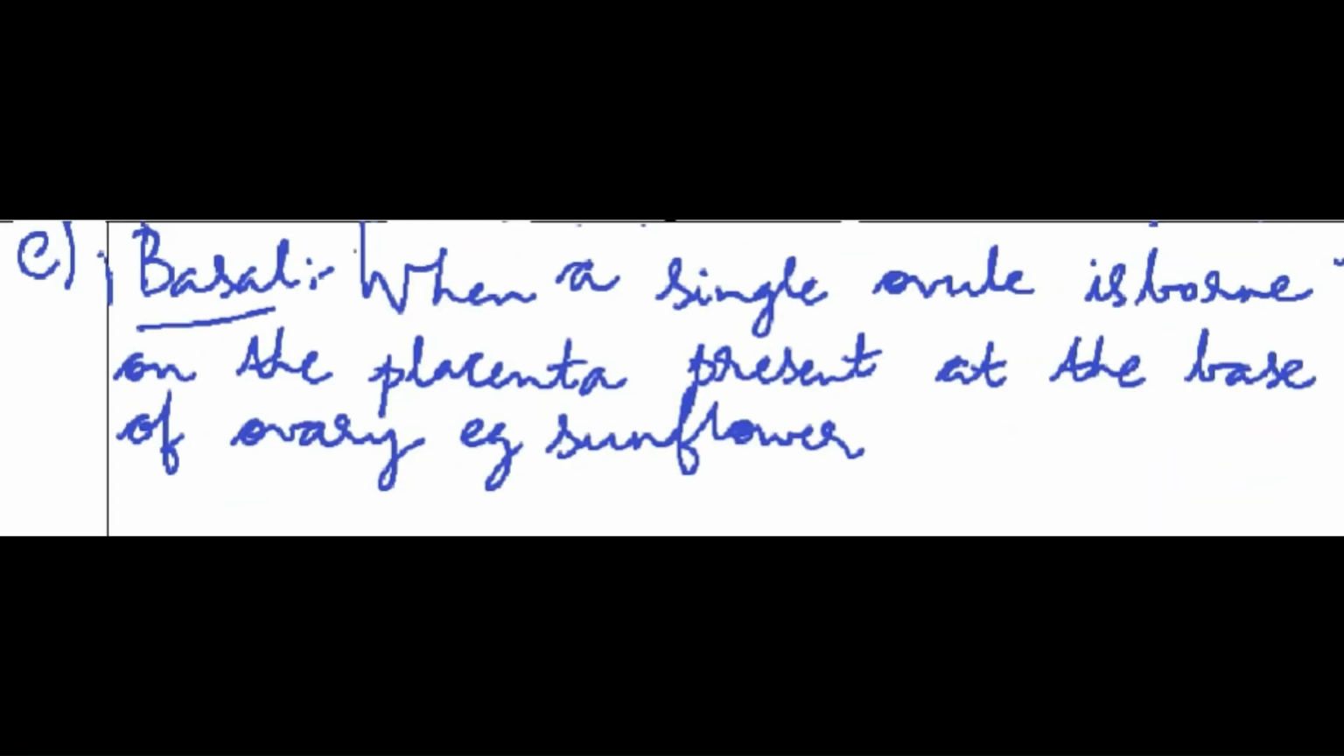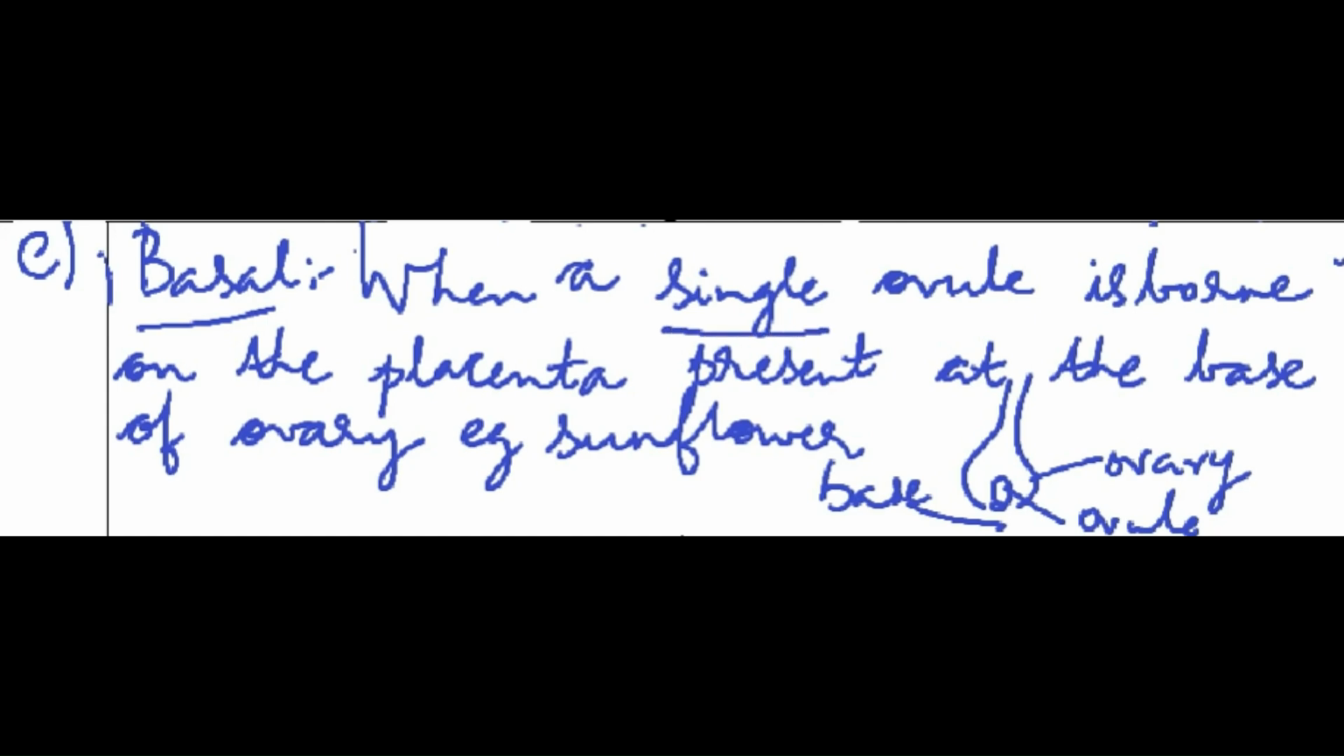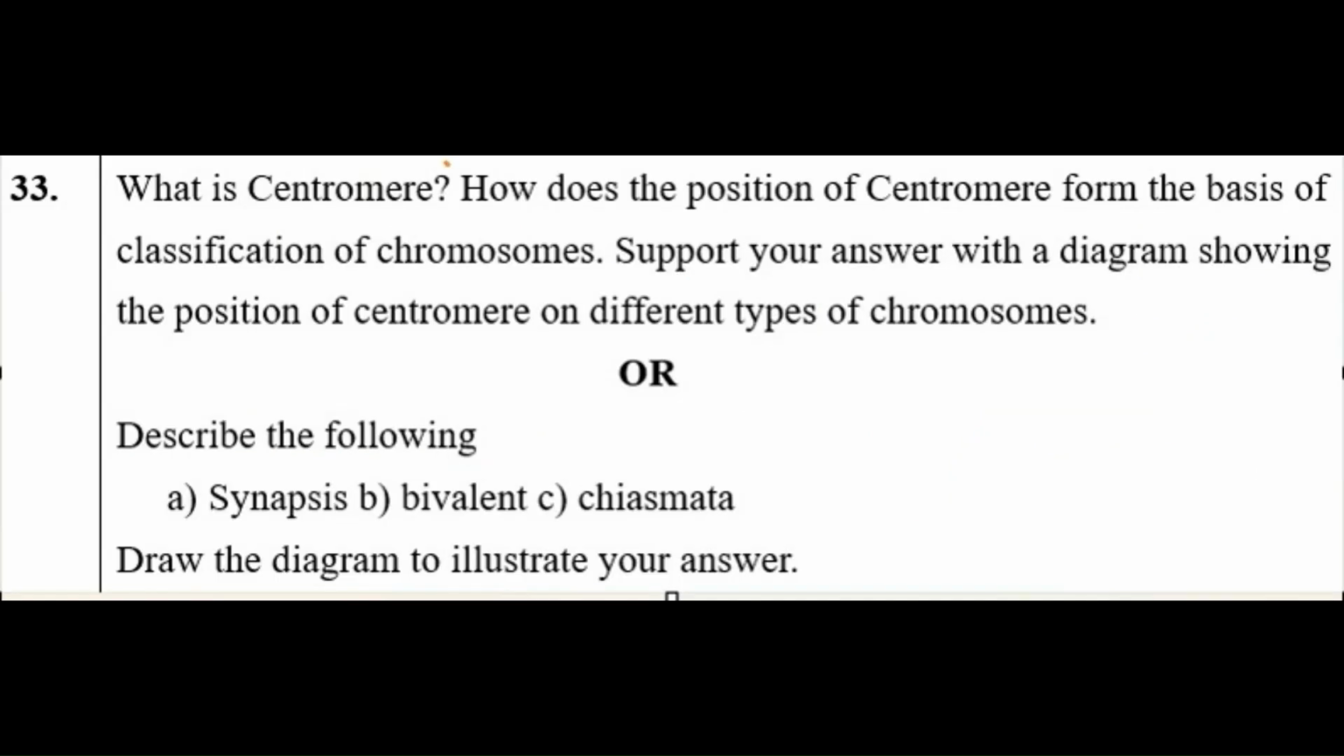This is the fifth one. Basal placentation, when a single ovule is borne on the placenta that is present at the base of the ovary. For example, in sunflower. This is the pistil part, this is the ovary, and the ovule is present at the base. This kind of placentation is called basal, and that too the ovule is single. So we'll answer this first.